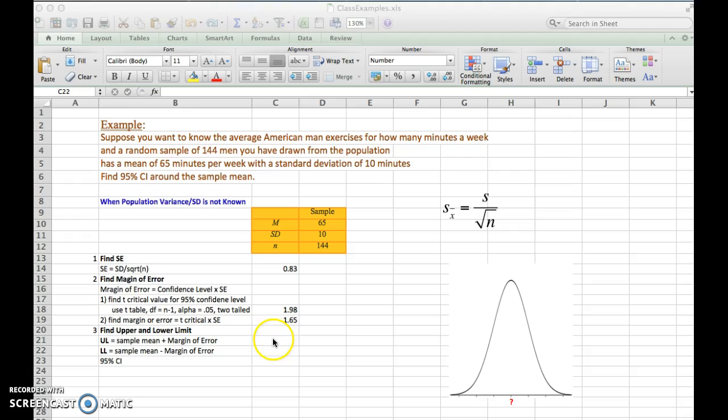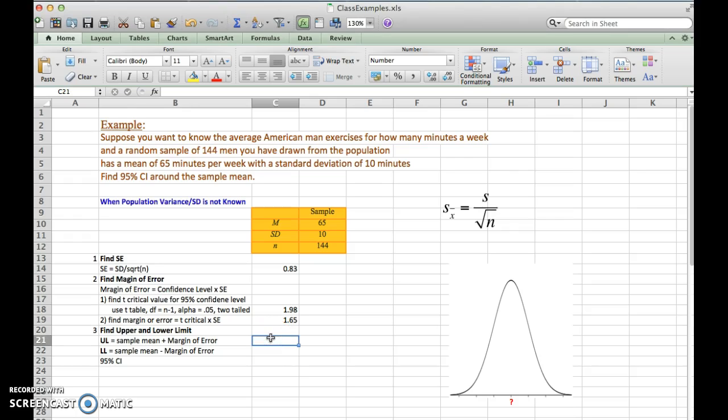To find the upper limit, we take the sample mean, 65, plus the margin of error. I got 66.65. And the lower limit is the sample mean minus the margin of error, and I got 63.35 minutes.